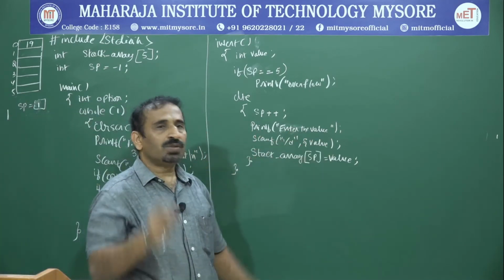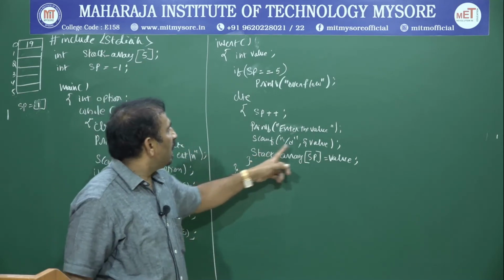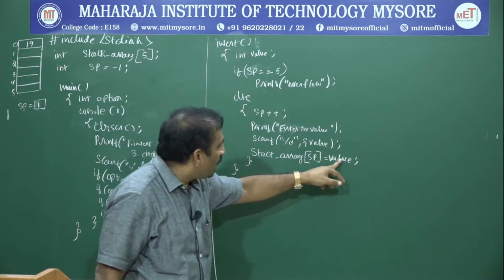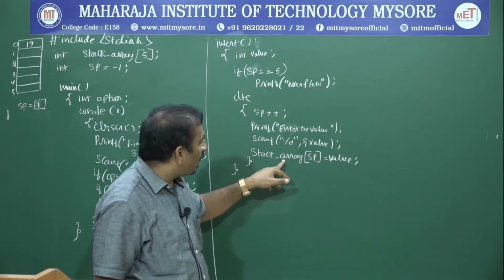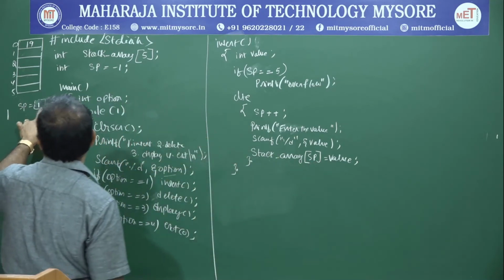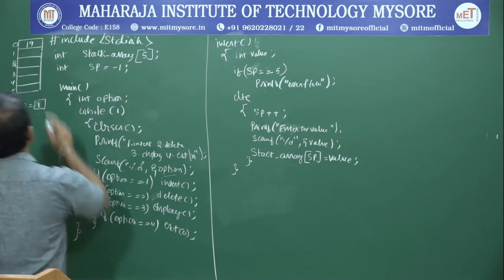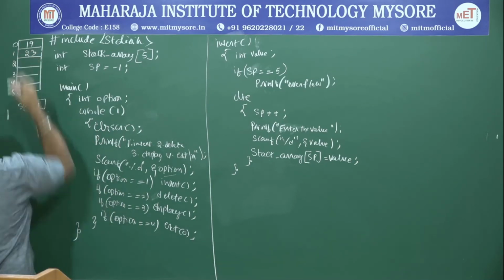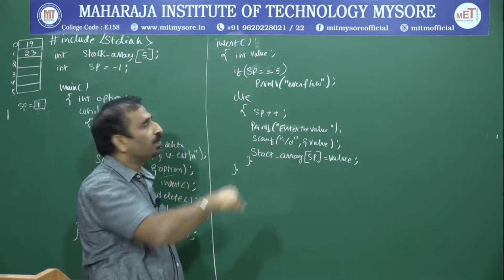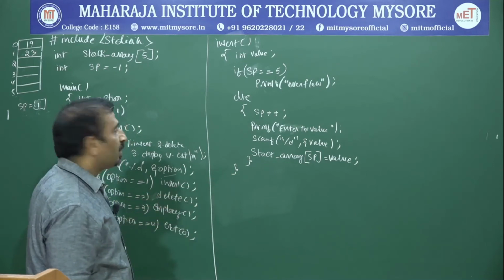Printf enter the value. So ask the user to give the value to be inserted. Scanf %d, so read that value. This value will be transferred to stack array of SP. SP equals 1, so stack array of 1 means here I am inserting the new value called 23. Assume that he has pressed 23, so the 23 will go there. Once this gets done, you are coming back here.